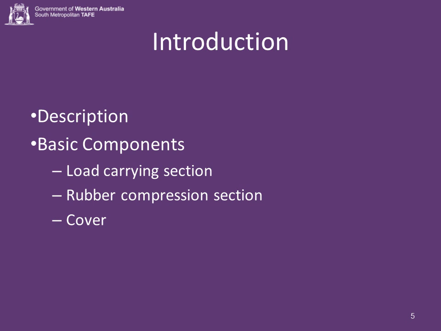V-belts are constructed from three basic components, which vary from maker to maker. A load-carrying section to transfer the power, a rubber compression section to expand sideways in the groove, and a cotton or synthetic fiber cover to resist abrasion.